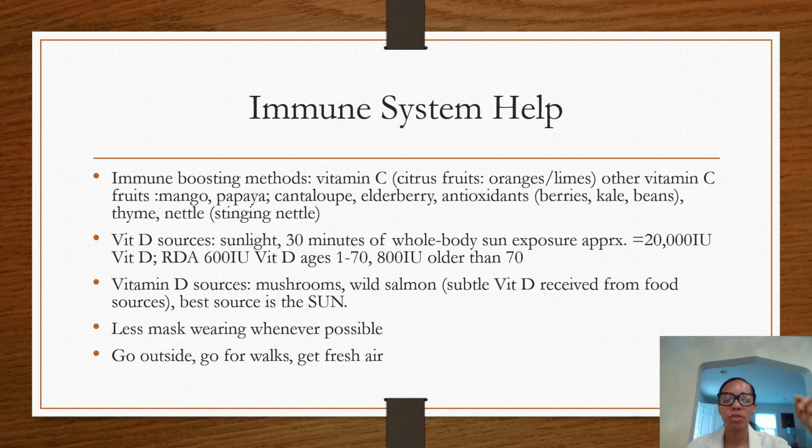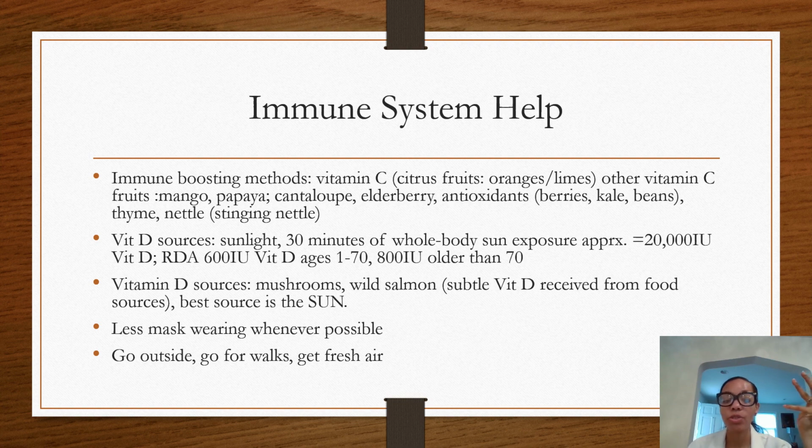So, immune system health. What can we do to help the immune system? Well, I'm glad you asked. Immune boosting methods. Let's talk about vitamin C. You want to make sure you're consuming vitamin C in the form of citrus fruits like oranges and limes. Other vitamin C sources are mango, papaya, and cantaloupe. We have elderberry, antioxidants, berries, kale, beans. We also have other sources such as thyme and nettle.